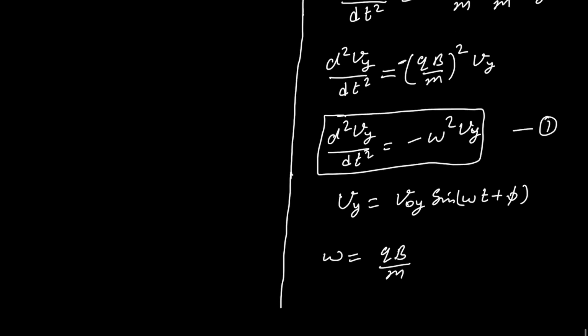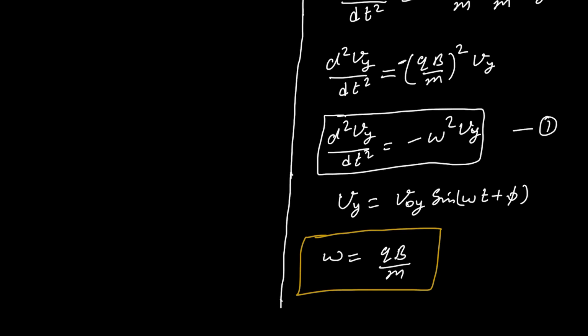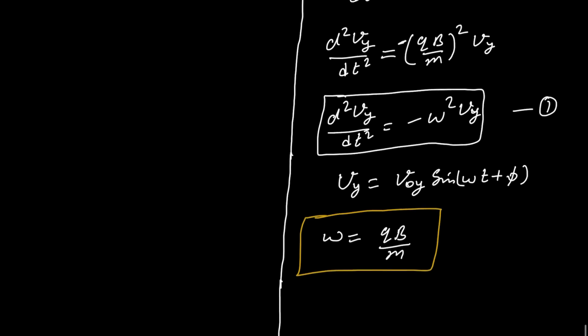So this equation Vy equals V naught y sine of omega t plus phi is representing that the charged particle is doing simple harmonic motion along the y-axis. And let's underline this with another color because this is an important relation. Okay, now how to find V naught y and phi?